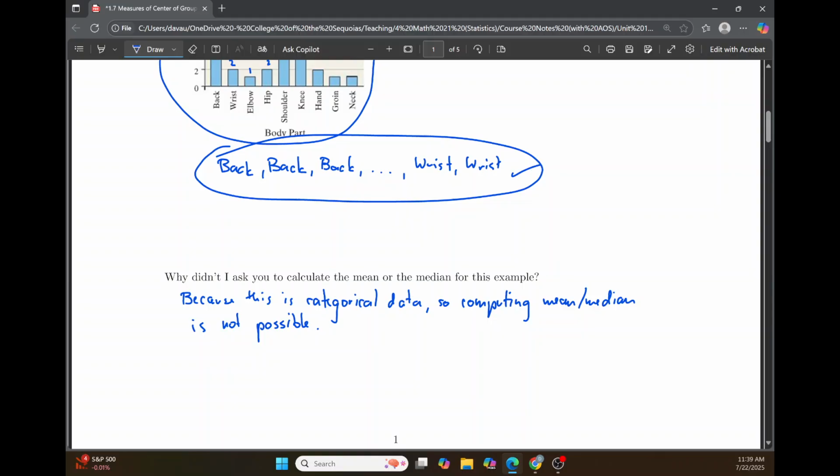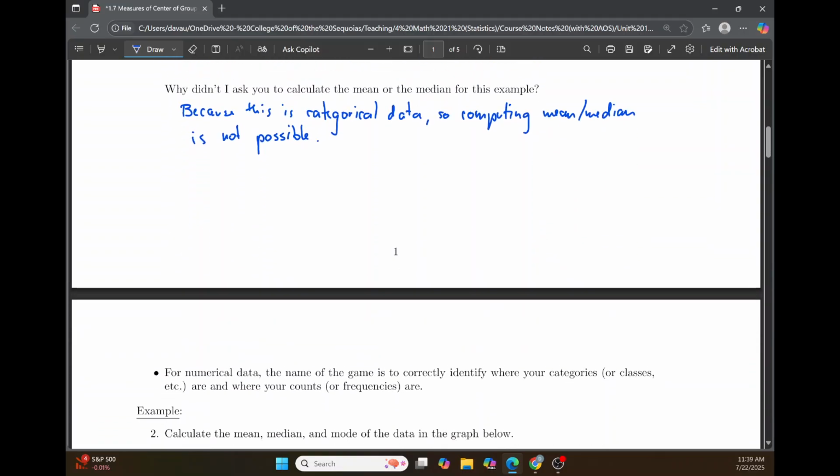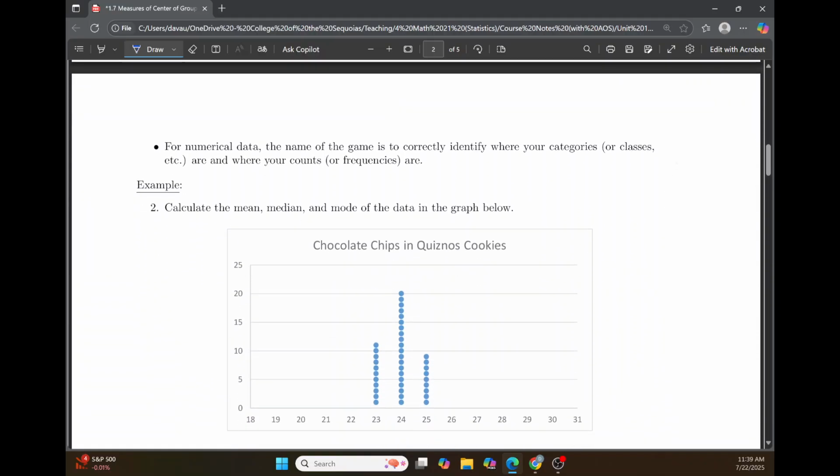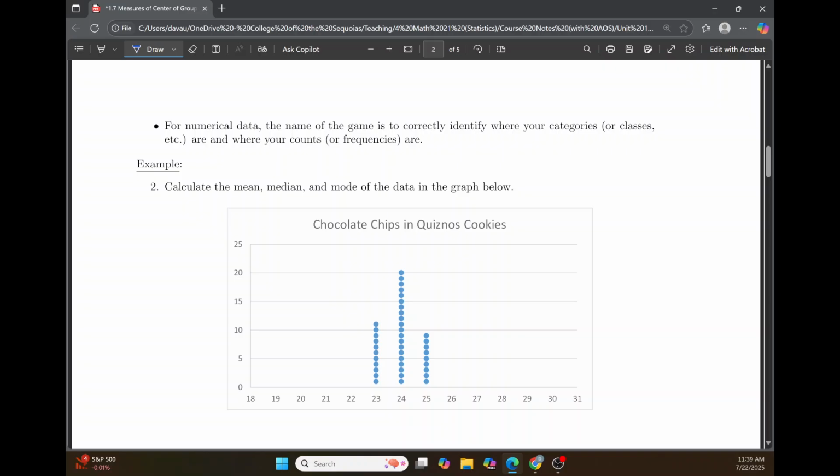Okay, so that's it for categorical data. Pretty straightforward. Let's talk about numerical data. Here things get a little bit trickier, but hopefully not too terrible. Okay, the name of the game is to correctly identify where your categories are and where your counts are, and we already kind of saw that.